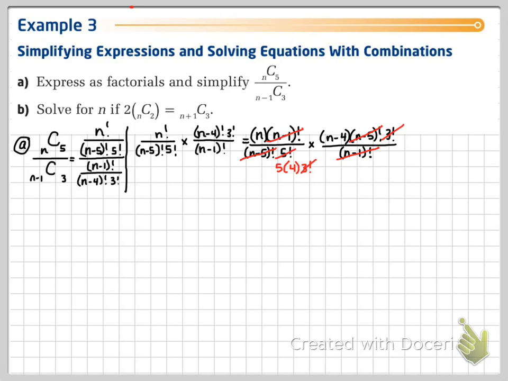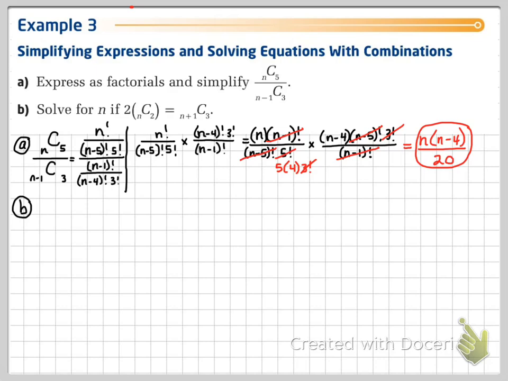This leaves me now, I can go ahead and multiply it out. There's nothing else I can cancel. On the top, I'm going to get n times n minus 4. And on the bottom, I'm going to get 5 times 4, which is 20. Final answer.